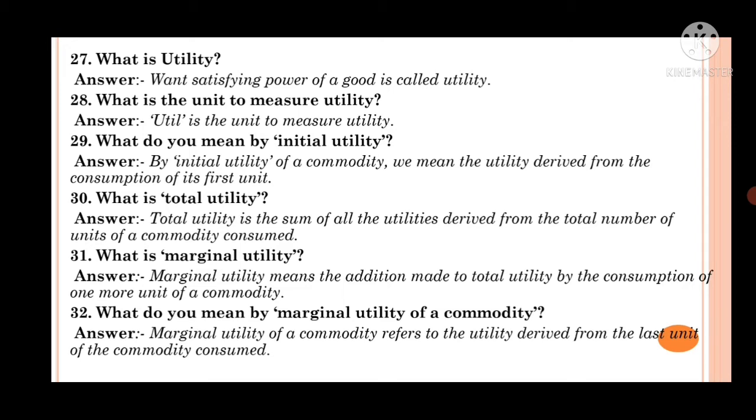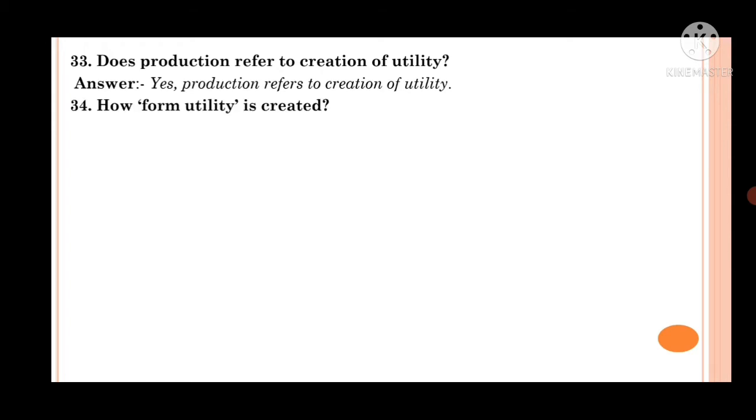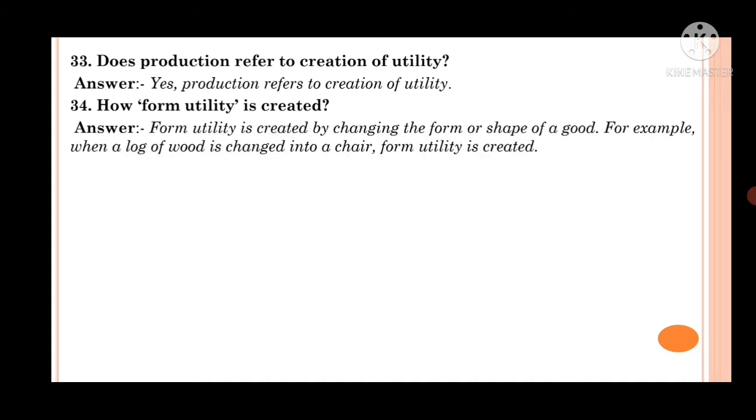Then let us go to question number 33. You see, does production refer to creation of utility? The answer is yes, production refers to creation of utility. Then question number 34 is, how is form utility created? Answer is, form utility is created by changing the form or shape of a good. How is it created? Just by changing the form or shape of a good. For example, when a log of wood is changed into a chair, form utility is created, right?